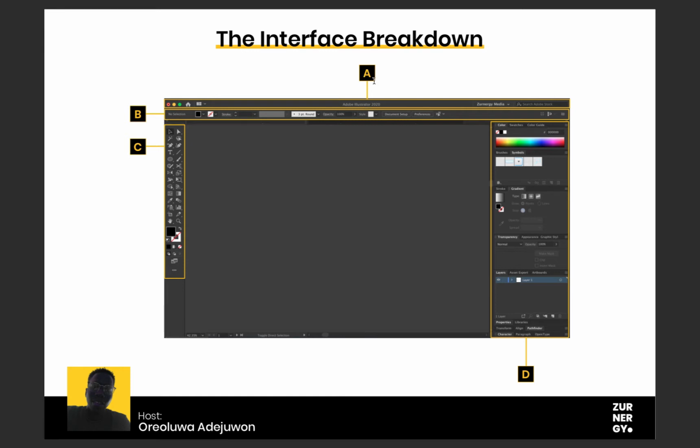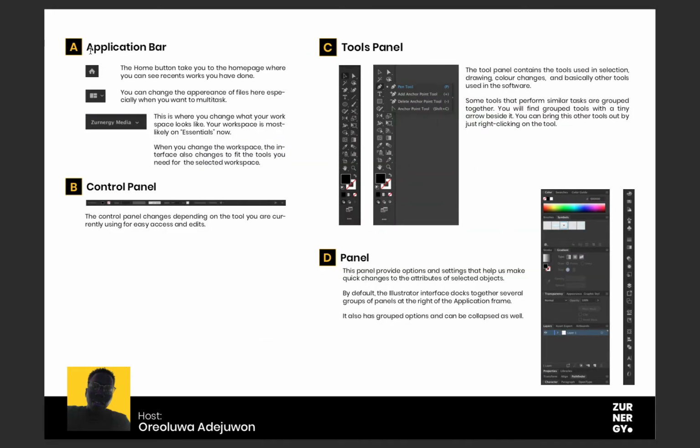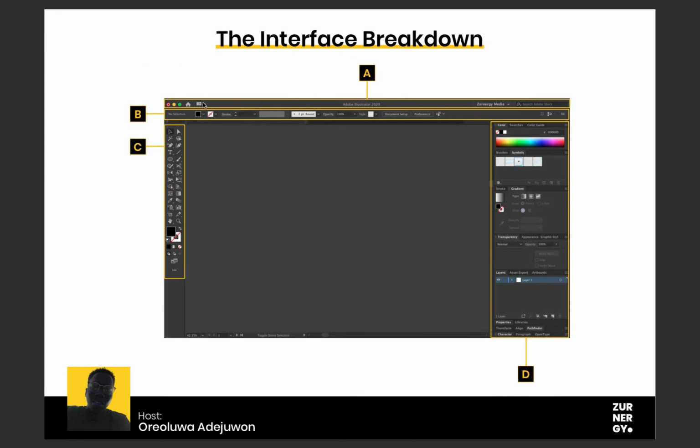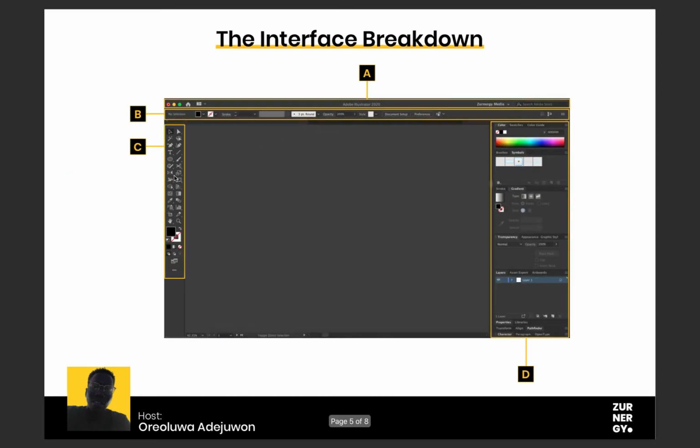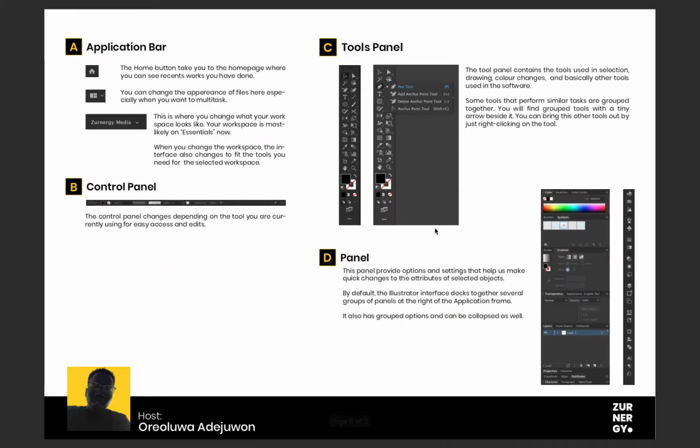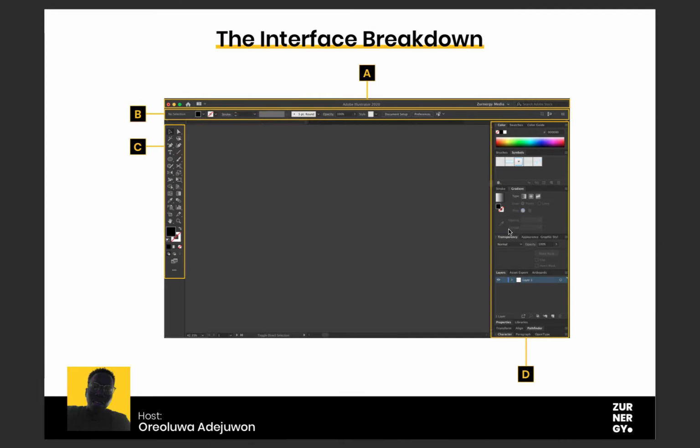Just get used to this: A, B, C, and D. This is your tool panel, this is your control panel, and this is another panel as well. A is your application bar, B is your control panel, and this is your tools panel. We'll be working majorly on this tools panel in this particular video, and possibly this other panel as well.